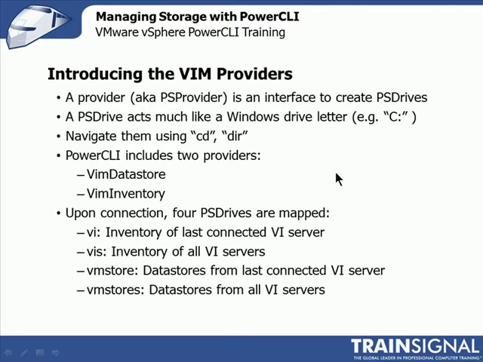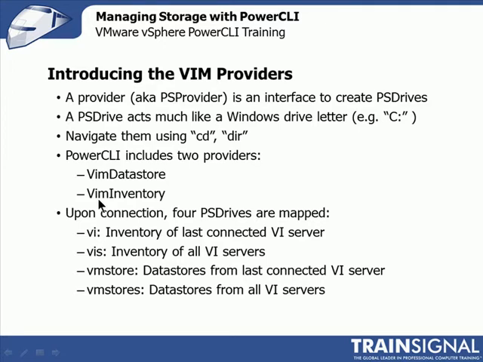Now, I told you that we've got providers and drives, and I'll give you a demonstration here in a minute so you know what I'm talking about. But when you connect to PowerCLI, these two providers exist, but they don't do anything. The way that you can interact with them is through the PS drives. When you connect, 4 PS drives are created, and here are the names: VI, VIS, VMstore, and VMstores.